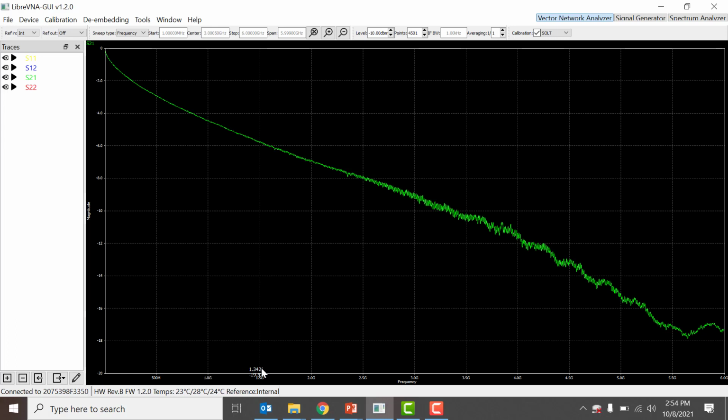Along the horizontal axis, we have frequency. And so down here, the lower end of our frequency range is, where is it shown here? 1 megahertz. And the upper end of our frequency range is 6 gigahertz. So we go from 1 megahertz up to 6 gigahertz on a linear scale.